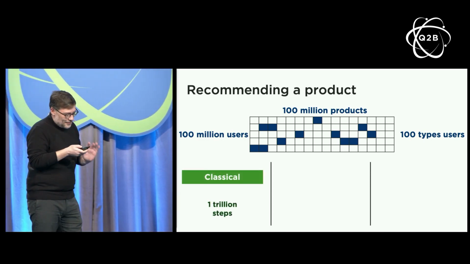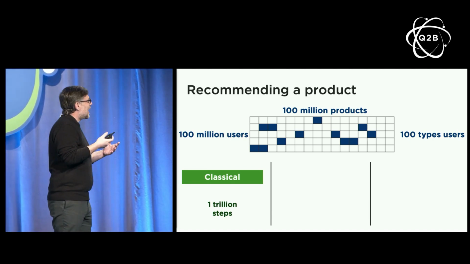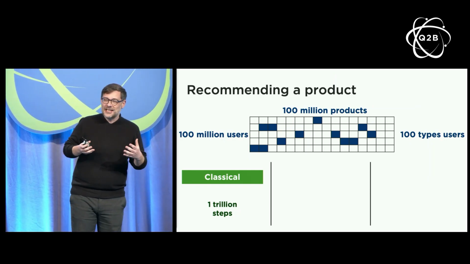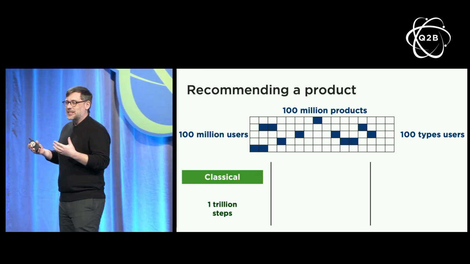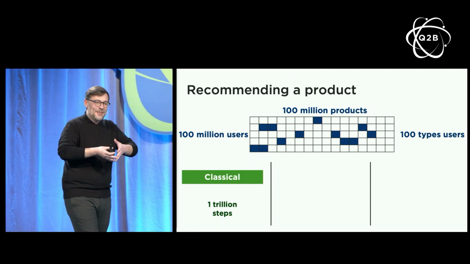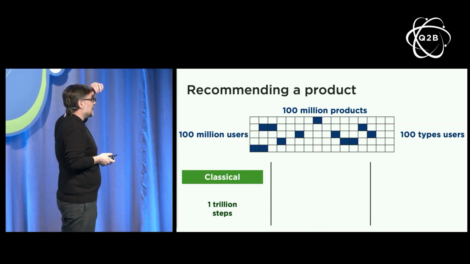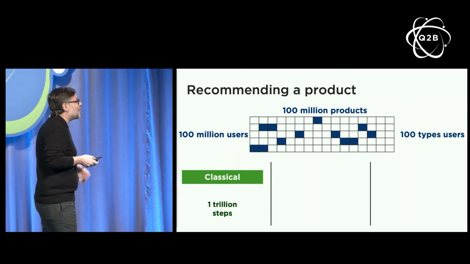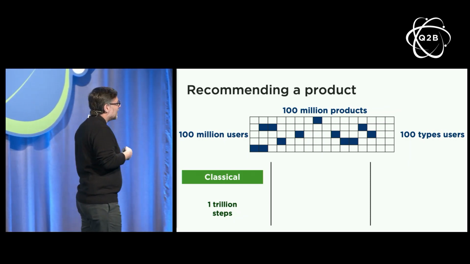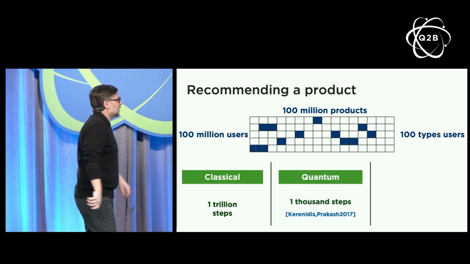So I'm using here a very schematic way of talking about it. I'm assuming that we have 100 million users and 100 million products. But as you know, even though we think that we are all very unique, we are not very unique. There are not so many different types of users. So if you want, 99.5% of all users fall into some 100 categories. And if you have something like that, which is basically the parameters that you have for something like the Amazon preference matrix, then the classical algorithm will need 1 trillion steps to run, okay? And this is what we did a few years ago.